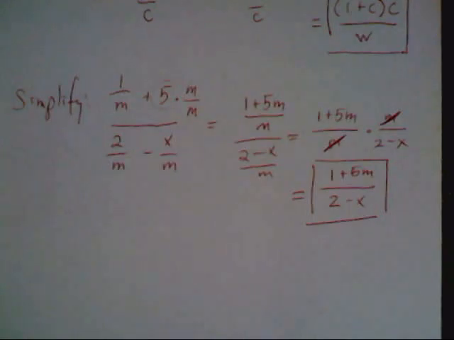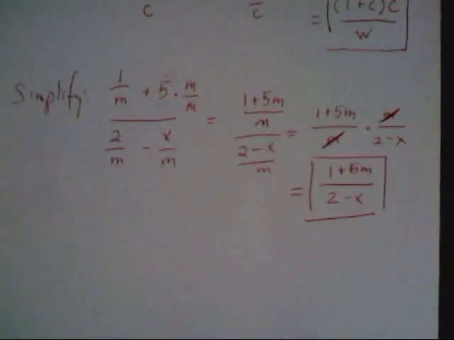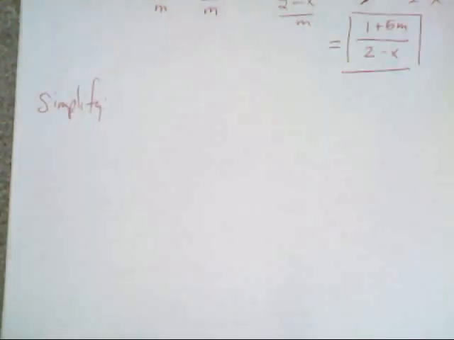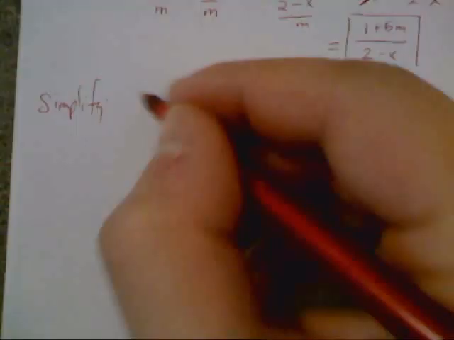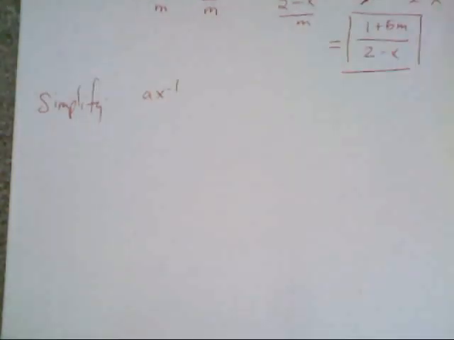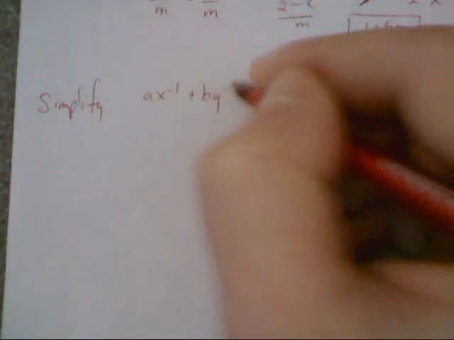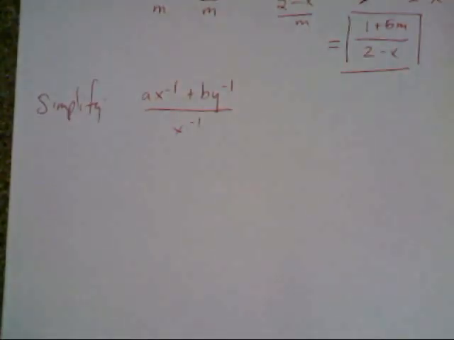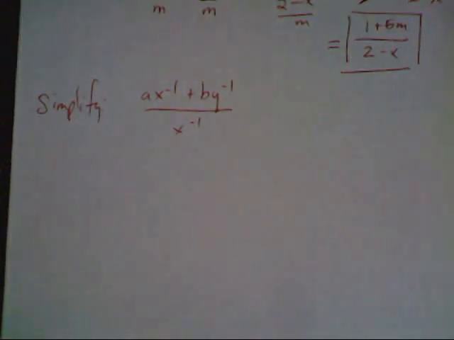Alright, one more that's not quite as simple. This is it. Complex fractions. Ax to the negative first plus by to the negative first, all over x to the negative first. So what do we see in this one that we didn't see in the previous two?